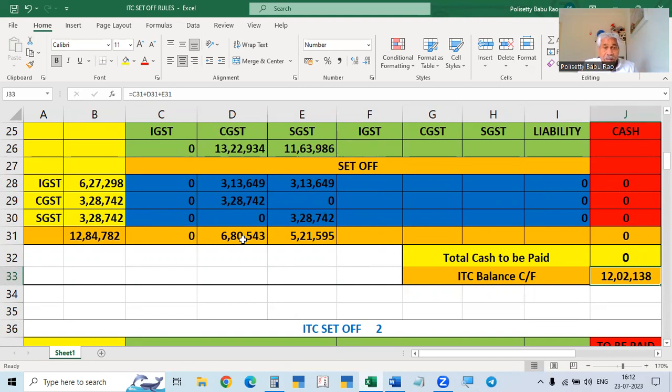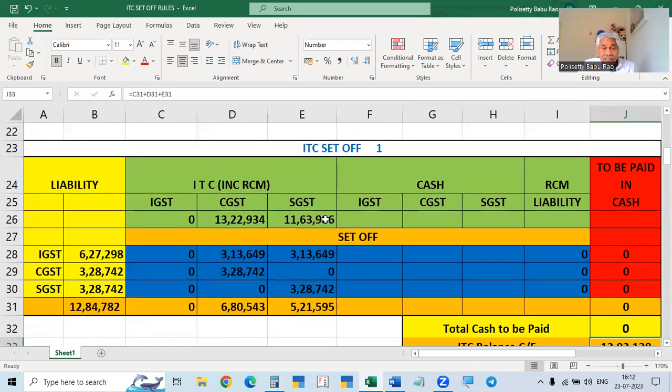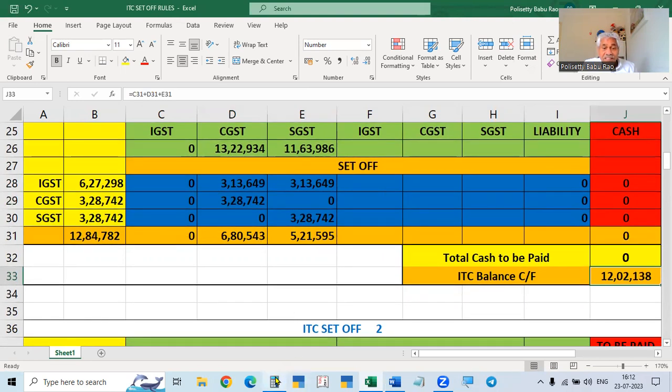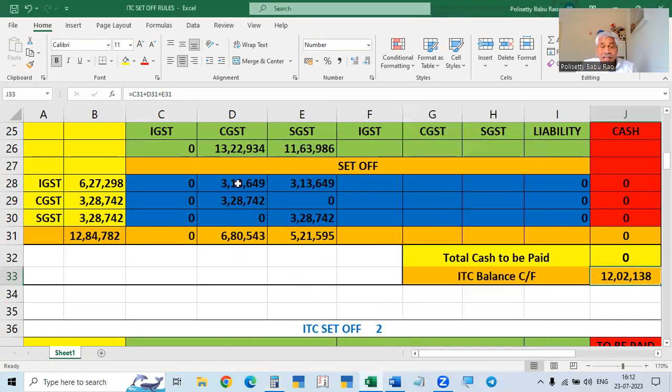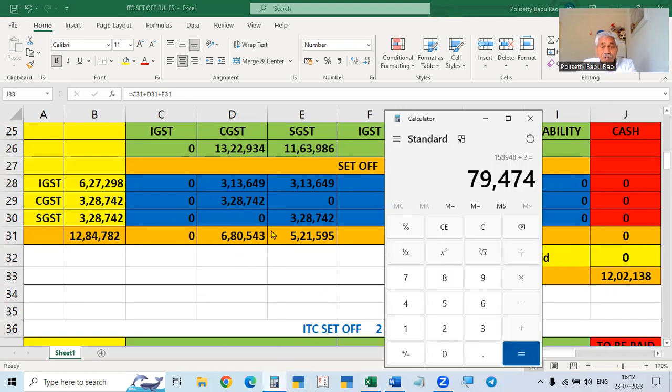But here you see, in the opening balance itself, there is a difference. What is the difference? We can make them equal. We take 680,543 minus 521,595. So this is the balance. In this case, if we take half, 79,474. So this is more. So here you claim this amount more. If you claim more, then this will go down. And if you claim less here, it will increase.